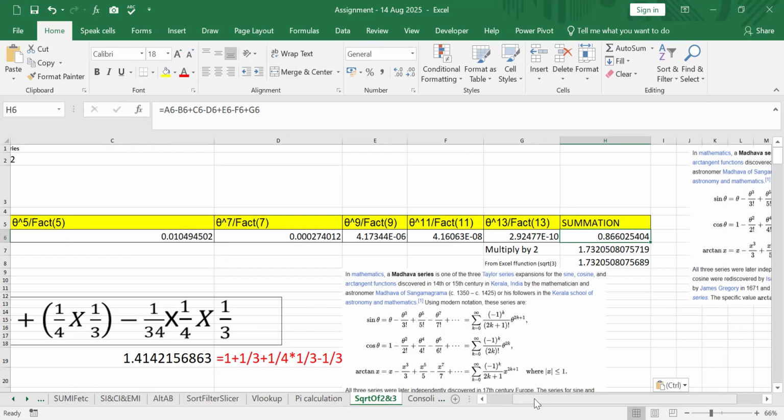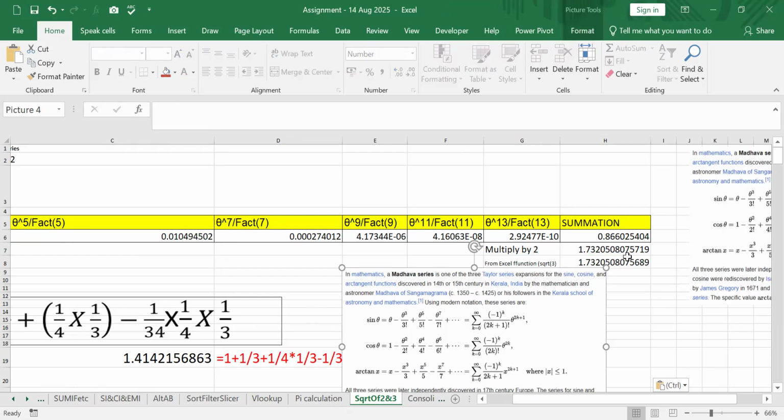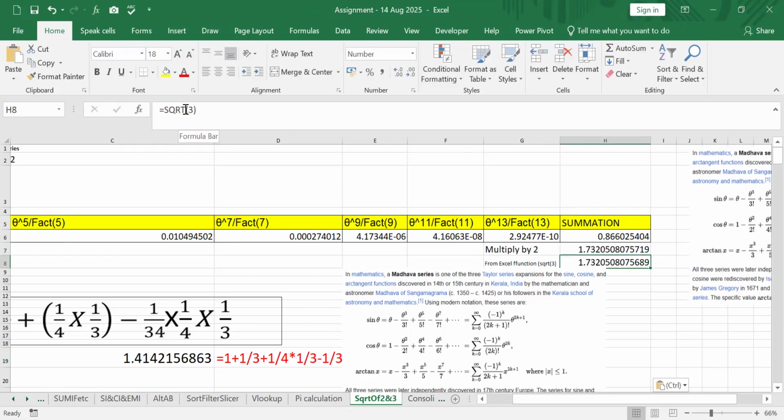So to get root 3, you have to multiply by 2. So this becomes root 3. That is the value obtained by using the Madhava series. Now in Excel, I can calculate using the square root of 3 formula, and that comes up to 1.73205. So up to 10 decimal places, it is coming correct.